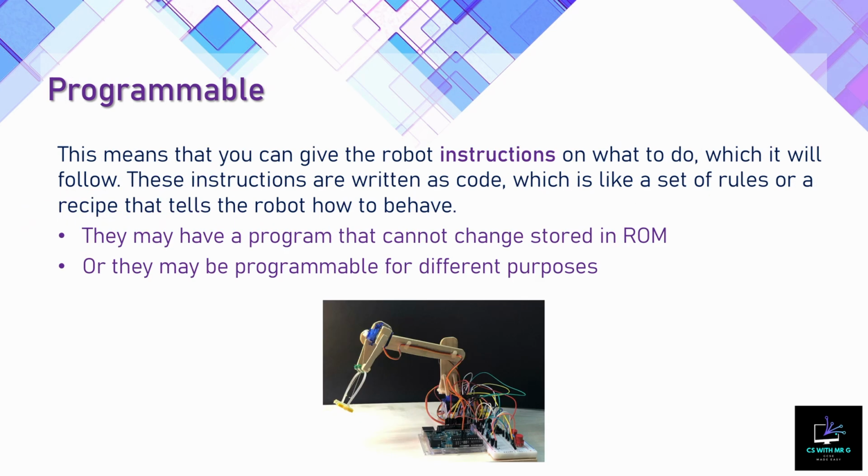And thirdly, they are programmable, so we can give the robot instructions in order for it to do some kind of job or to serve a purpose, whether it's in a factory, whether it's in your home. They follow lines of code that have been written and tell the robot exactly what to do. And there are two different ways in which they can be programmed. If the program that they follow cannot be changed and stored in ROM, then that's an option. Or if they serve different purposes and can do different jobs, programs can be altered to serve different purposes. That is also an option for a robot.